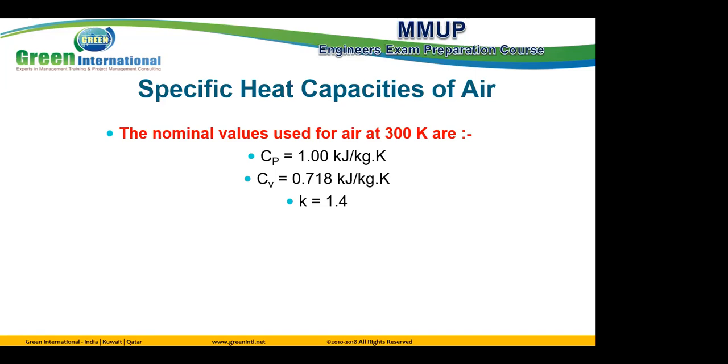Again, what is the degree in Kelvin? 273 is 0 Celsius. Yeah, 300 Kelvin is around 27 degrees Celsius.